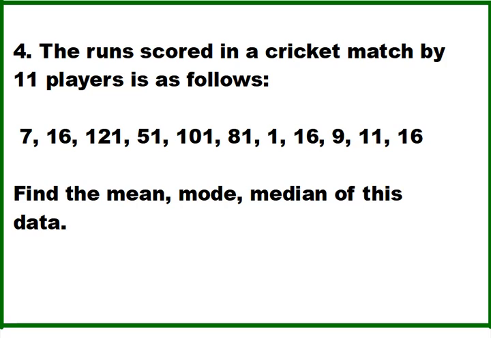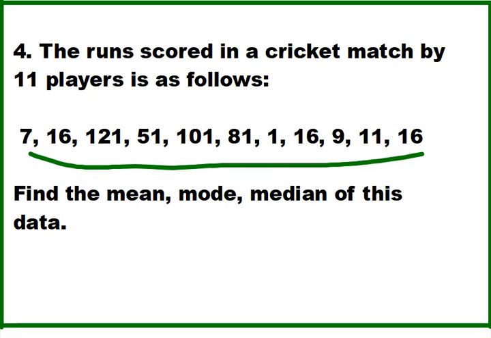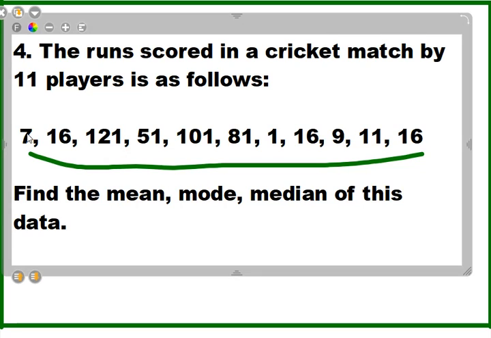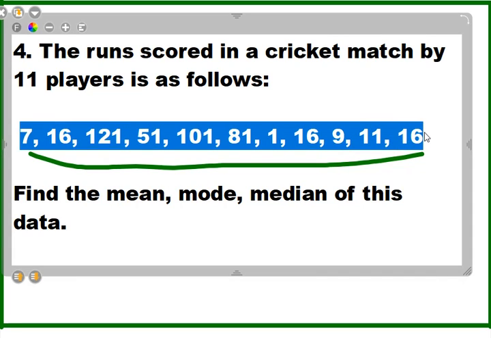On this question, the runs scored in a cricket match by 11 players is as follows. So we have the data set right there. Find the mean, mode, median of this data. So to make it easier, I'm just going to copy this so that we can work on the next page because we have space there.